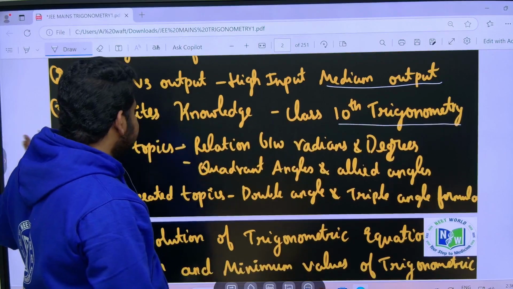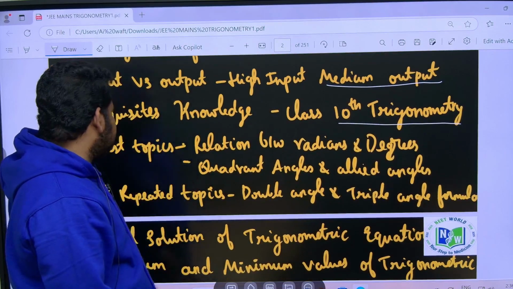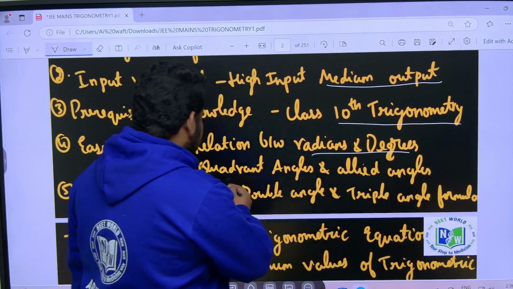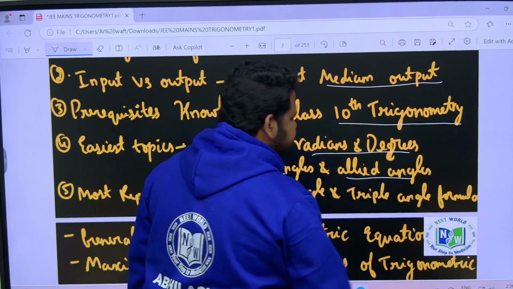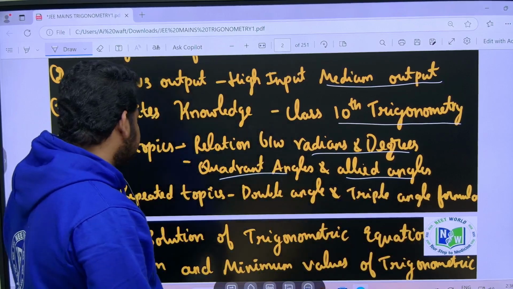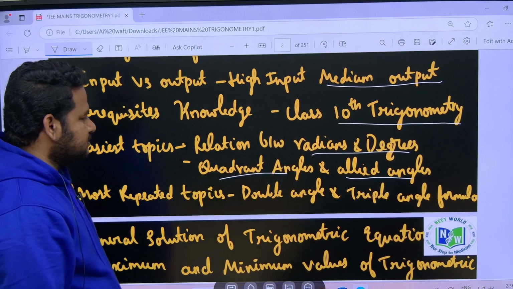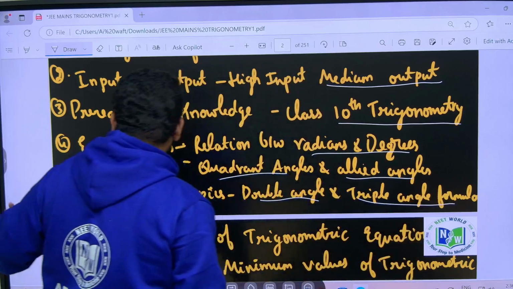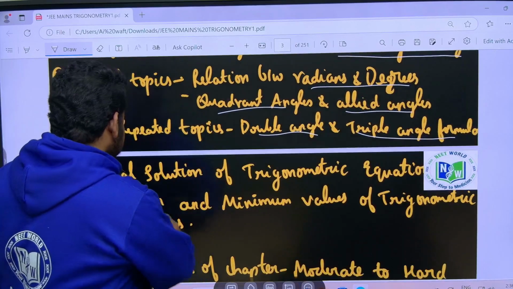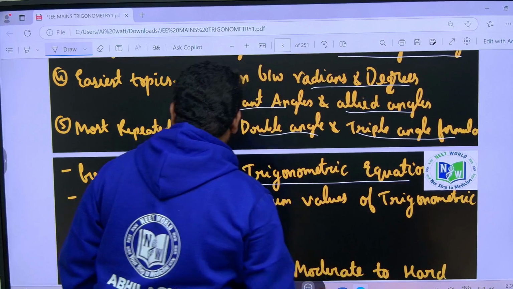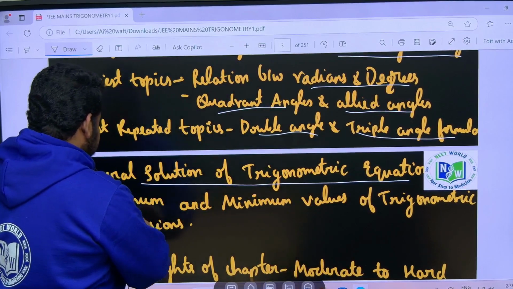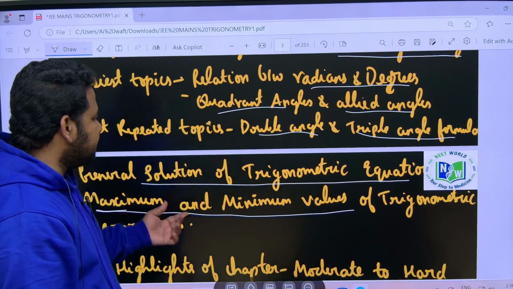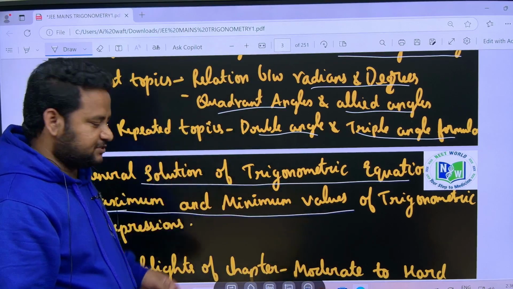Then what are the easiest topics when it comes to trigonometry? That is the relation between radians and degrees, quadrant angles, and allied angles of trigonometric ratios. Then the most repeated topics are the double angle and triple angle formulas, and the general solution of trigonometric equations. Although this is not there as of now in the syllabus, we still have to study it to a certain extent because it will be useful while solving some other things. Then the maximum and minimum values of trigonometric expressions.